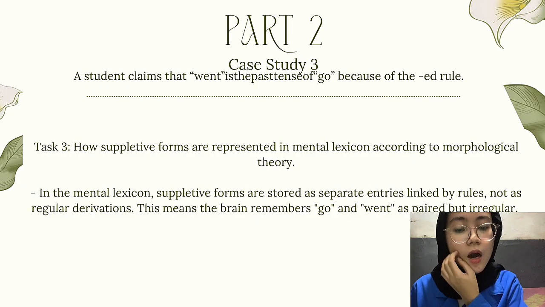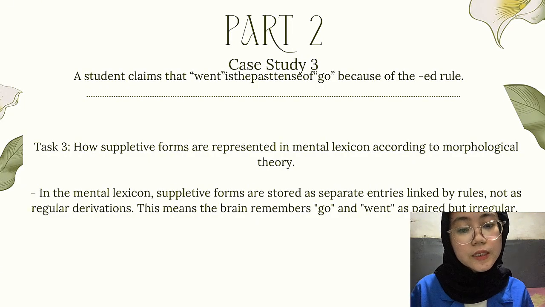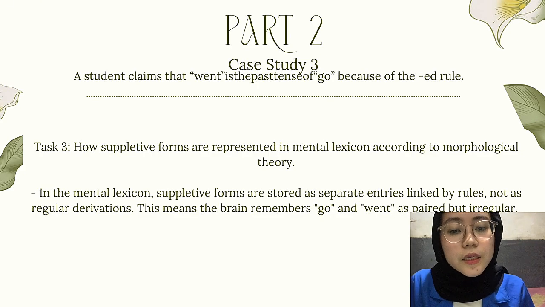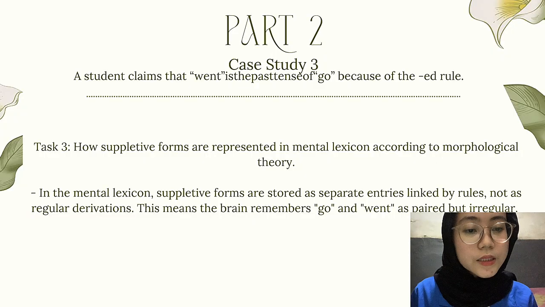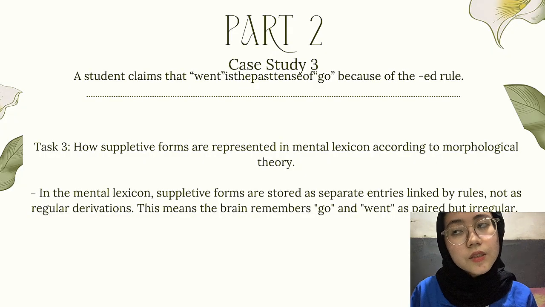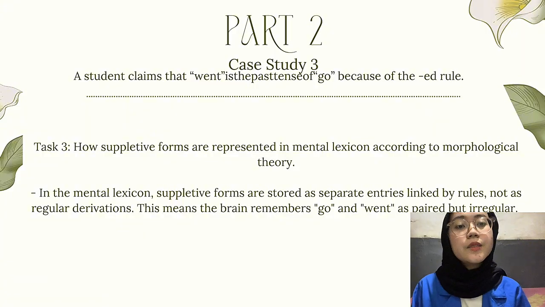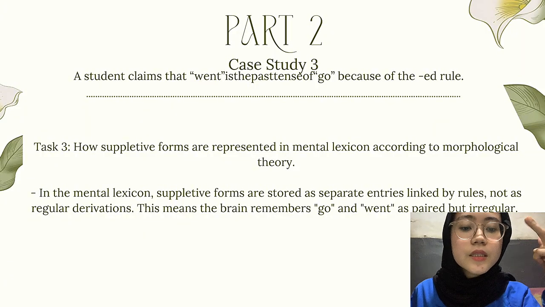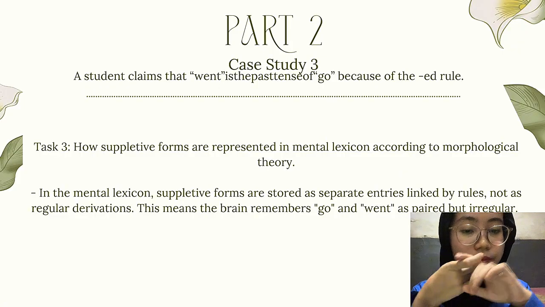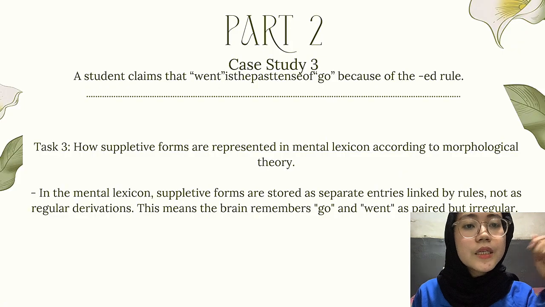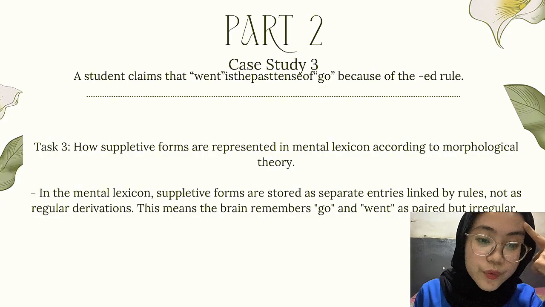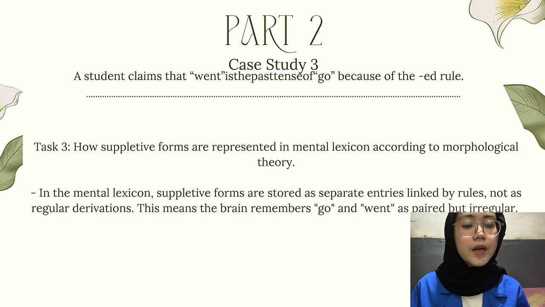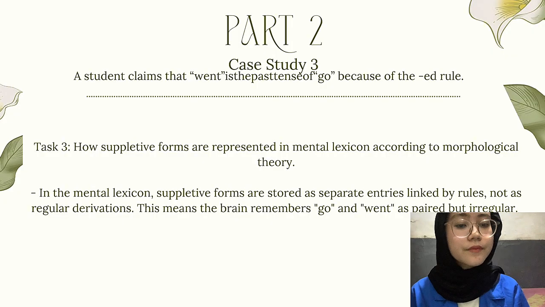And task 3, how suppletive forms are represented in the mental lexicon according to morphological theory. In the mental lexicon, suppletive forms are stored as separate entries linked by rules, not as regular derivation. This means the brain remembers go and went as paired but irregular, but they are still linked by grammatical rules. So that means we don't create went by adding ed to go, because our brain already knows that went is the past tense of go. So basically our mind memorized them as a pair, different forms but same meaning relation.